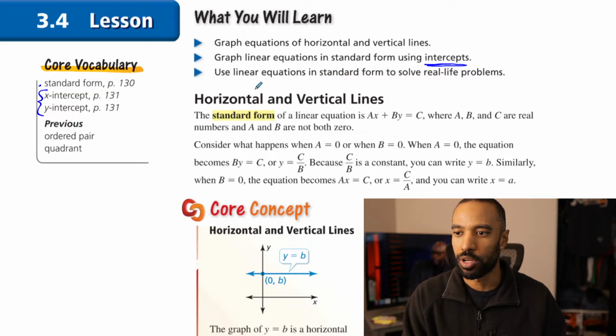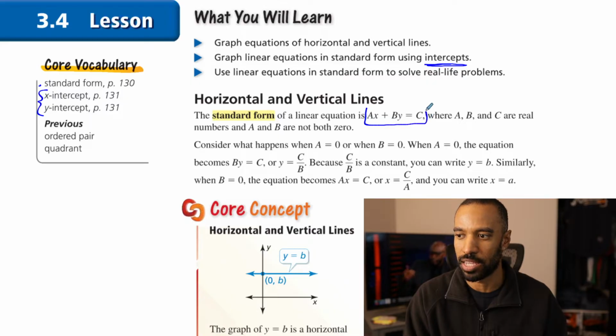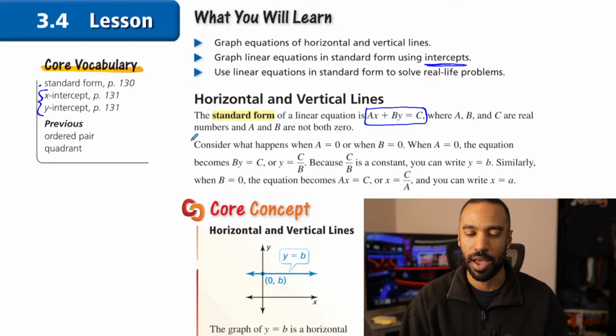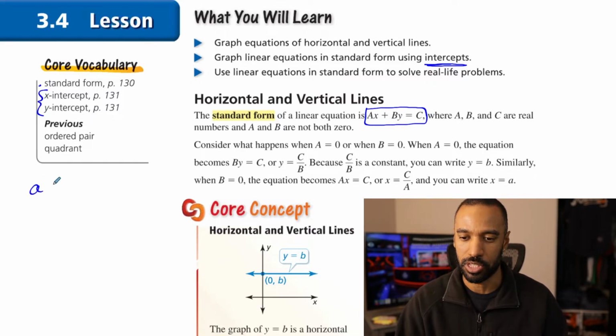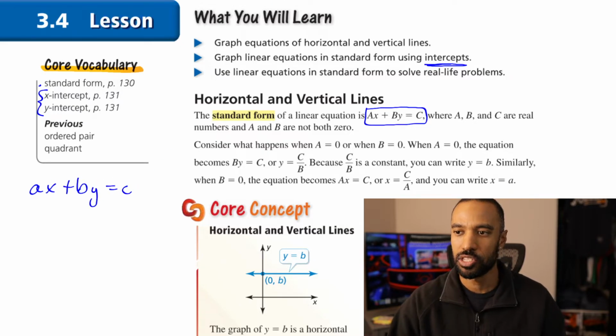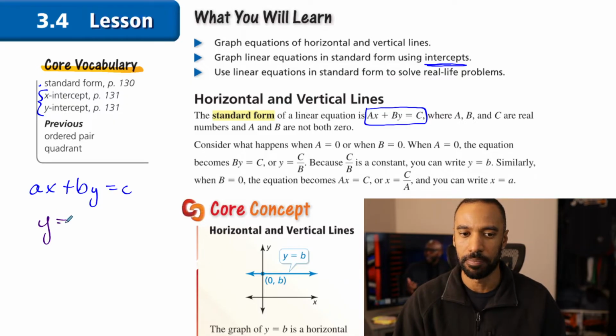So what does standard form look like? Well, they're talking about horizontal vertical lines here, but here's standard form. Standard form is ax plus by equals c. Now, anytime I tend to write it, I tend to have the a's, b's, and c's lowercase. I hope that's okay. But ax plus by equals c. Not the same thing as y equals mx plus b.